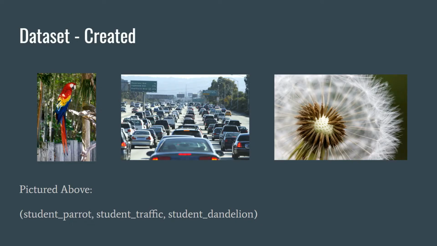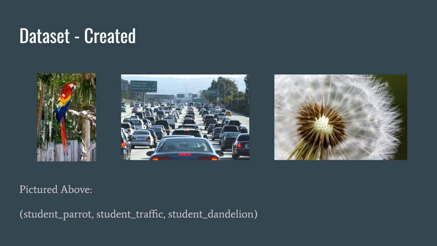These 3 images make up my dataset. They are student parrot, student traffic, and student dandelion. I chose each of these images for their own specific reasons. I chose the parrot because it has a large amount of different colors, and also contains different lighting situations within one image. The feathers on the parrot, as well as the foliage, provide a lot of distinct edges that may prove useful in assessing the effectiveness of our chosen algorithms.